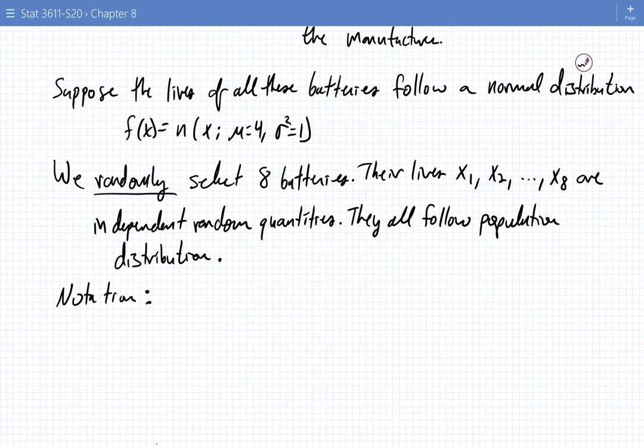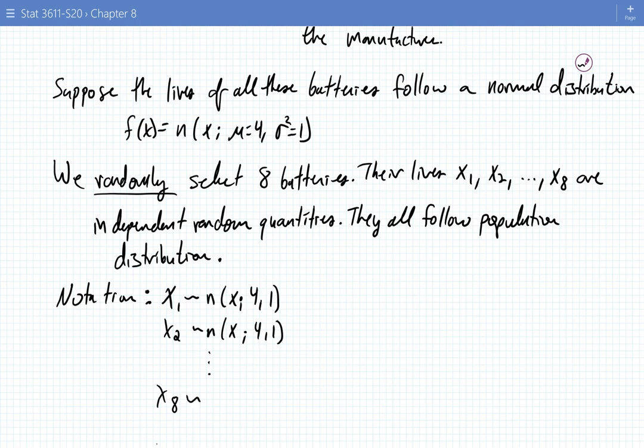And so, just some notation here. We would say x1 follows a normal distribution. We will frequently use this little tilde symbol that takes the place of the word follows. x1 follows a normal distribution with a mean of 4 and a standard deviation of 1. x2 follows a normal distribution with a mean of 4 and a standard deviation of 1. So on and so forth.